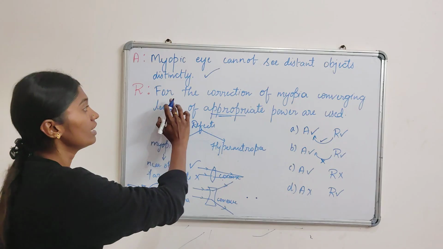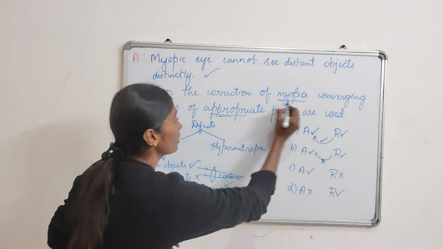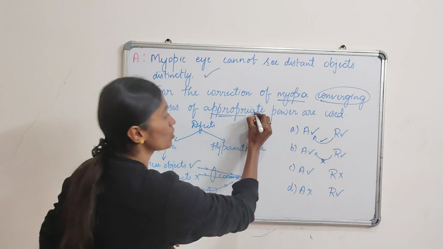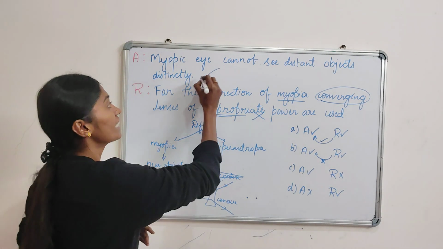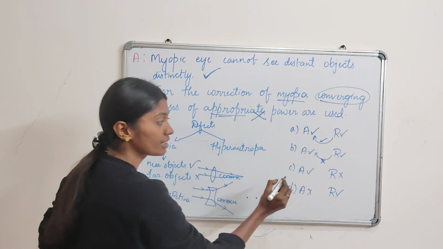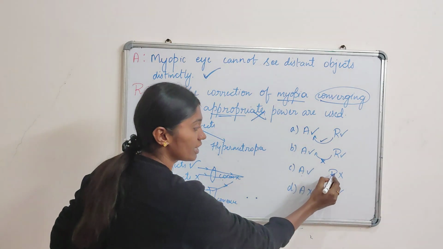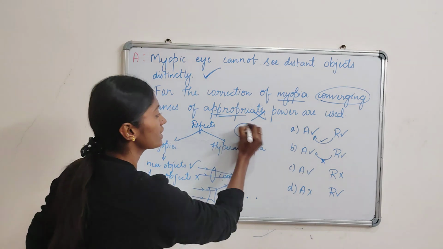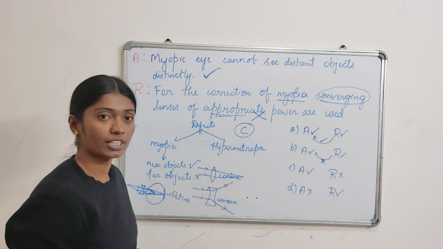So what is the reason? For the correction of myopia, converging lens should be used, which is wrong. The assertion is true, but the reason is wrong. What is the answer? Assertion is true, reason is incorrect. So option C is the answer for this assertion and reason.